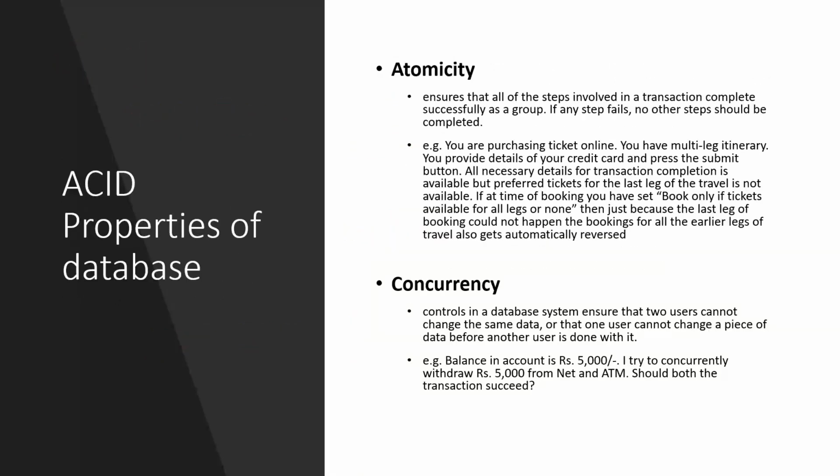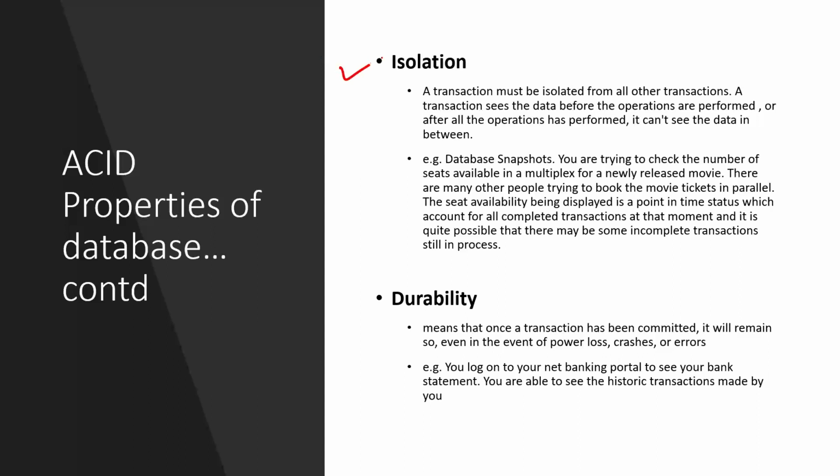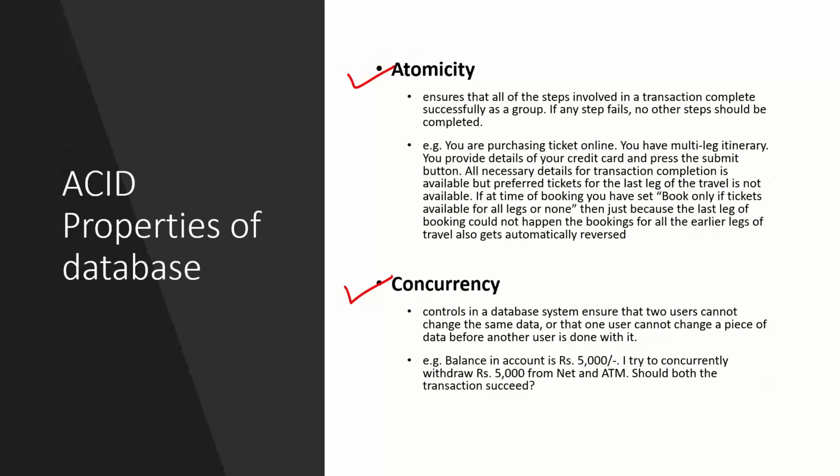All the databases have to follow the ACID properties. What are ACID properties? A stands for atomicity, C stands for concurrency, I for isolation, D for durability. At a high level, we will try to understand these ACID properties. The database will maintain all of that in the background. We don't have to bother about it.